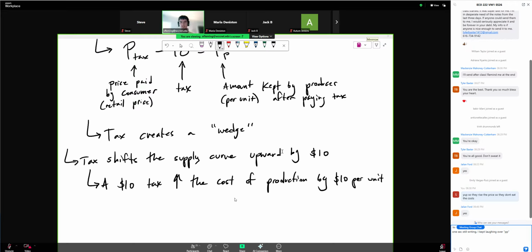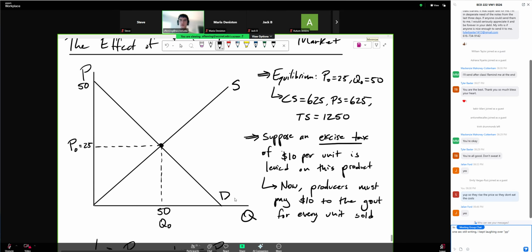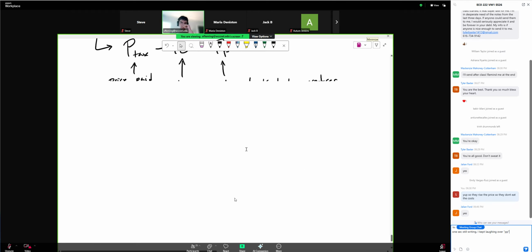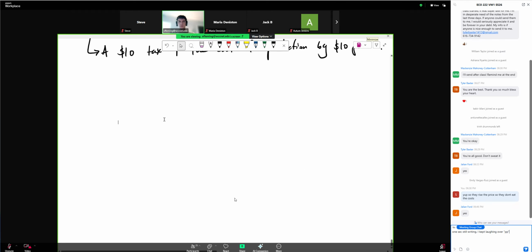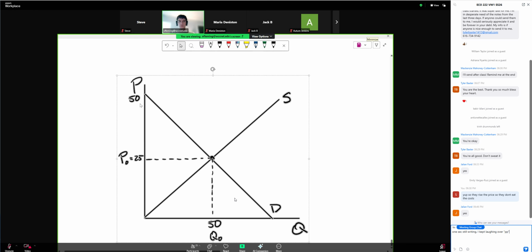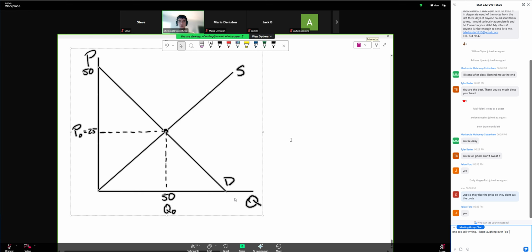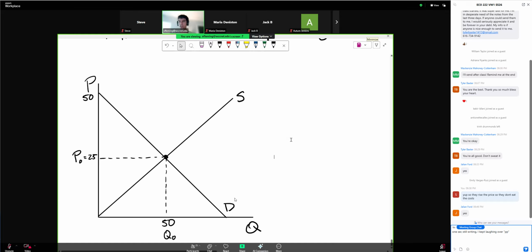Okay. So it's going to shift it exactly upward. So what I'm going to do now, at the risk of getting extremely laggy with my OneNote, is copy this down so I don't have to. All right, nice. Okay, so it's going to shift this exactly upward by $10.